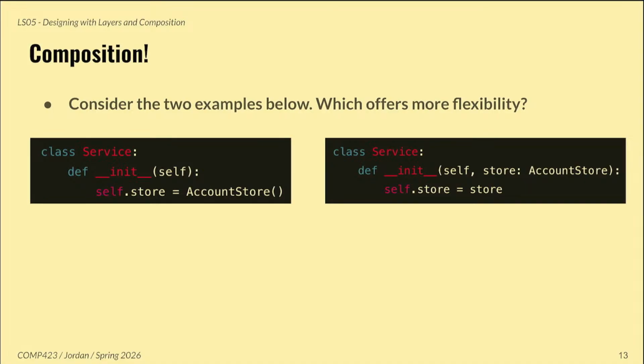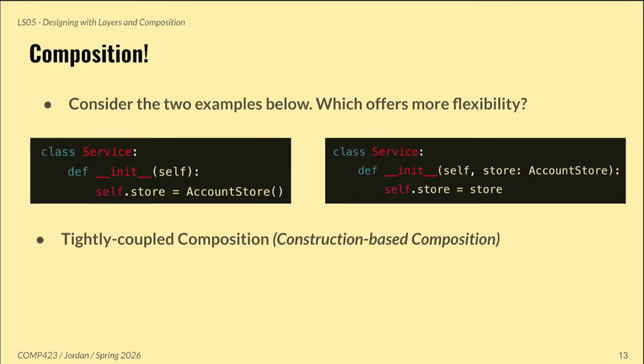So in the first example, we see that we're initializing an instance variable named store to a new account store instance. And in the second option, we're setting up as our constructor the ability to pass a reference in. You might say to inject behavior, or an instance of something that has the interface of an account store, and use that to initialize our store instance variable here, right? And so this second option is more flexible.